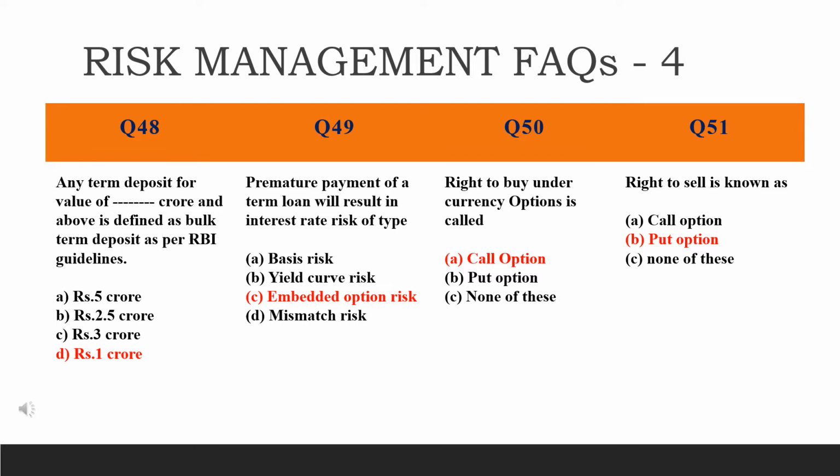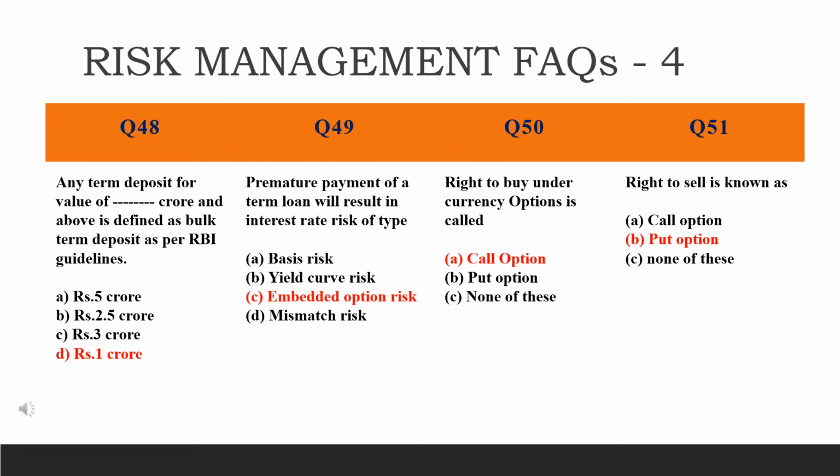And the next question: right to buy under currency options is a currency option. Right to buy, buy means it's always a call option. If it's sell, that means put option. So the answer is call option. The holder of a call option has the right but not the liability to buy the underlying asset at the strike price, at the exercise price.